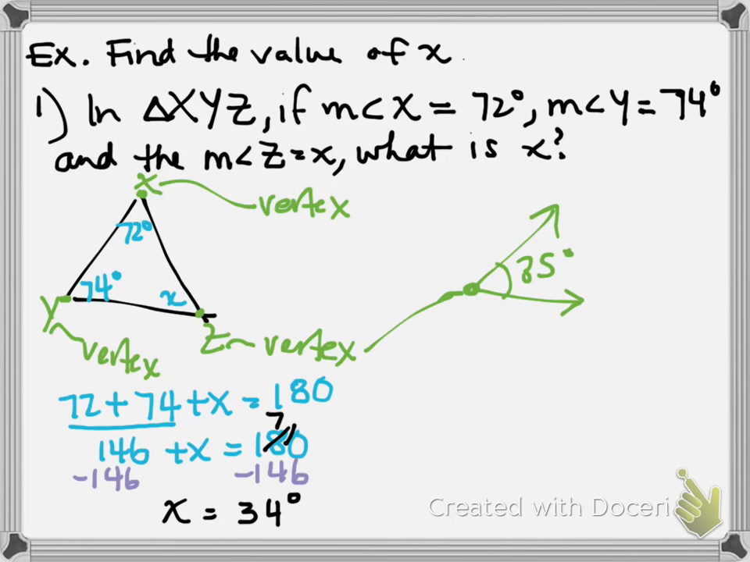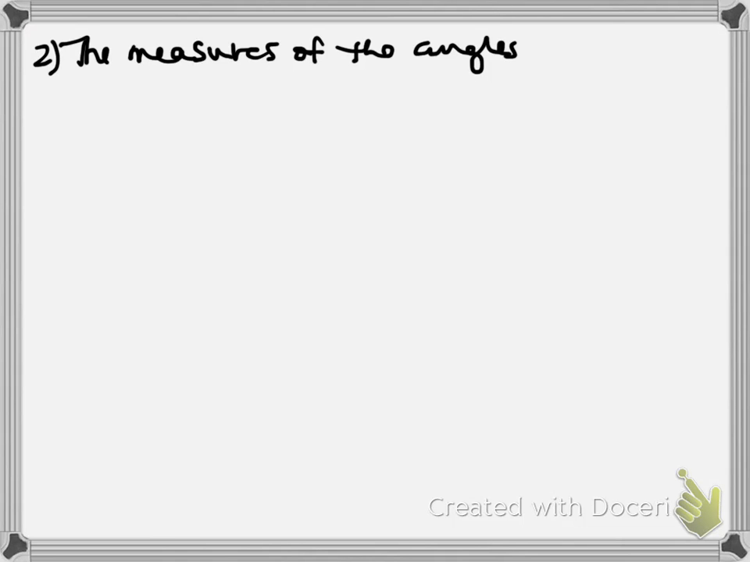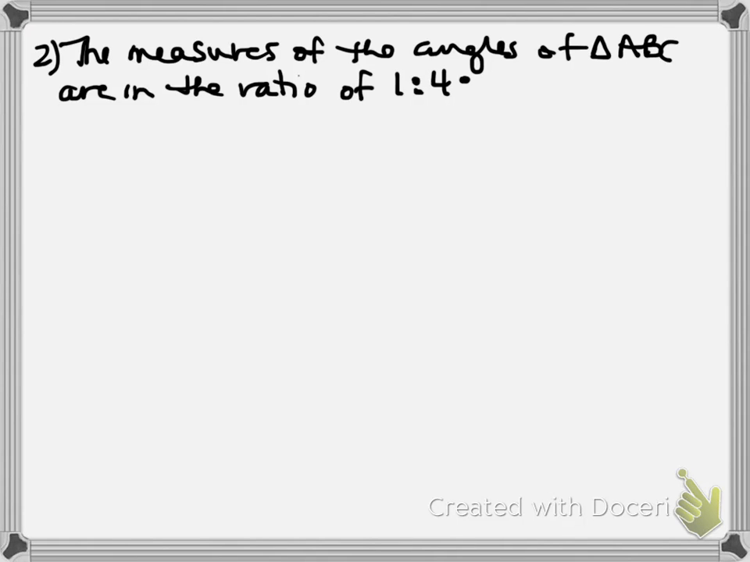Okay? The second problem says the measures of the angles of triangle ABC are in the ratio of 1 to 4 to 5. What are the measures of each angle?